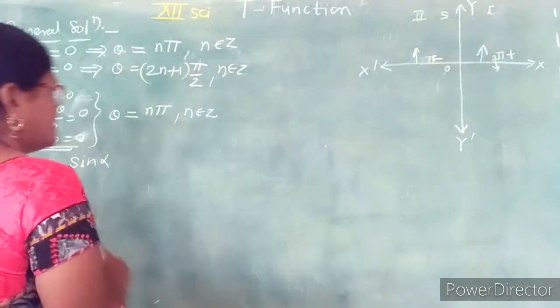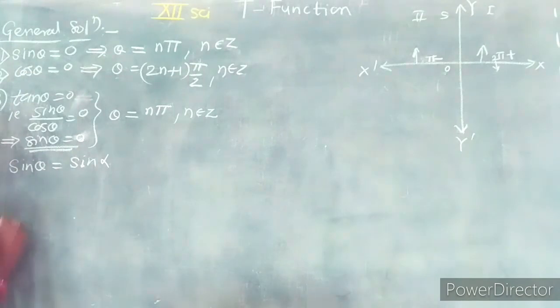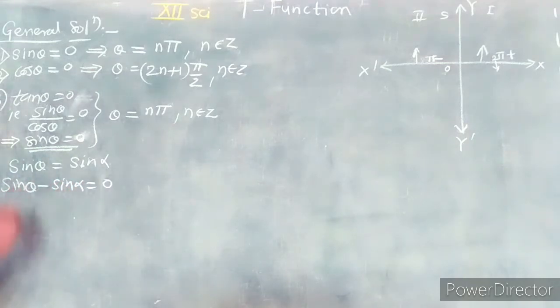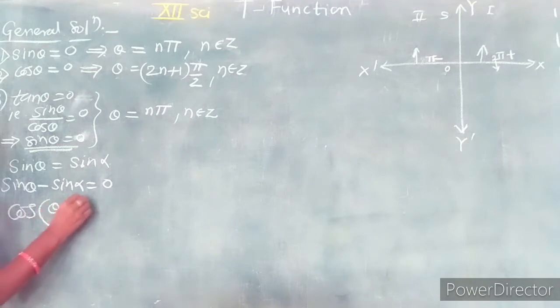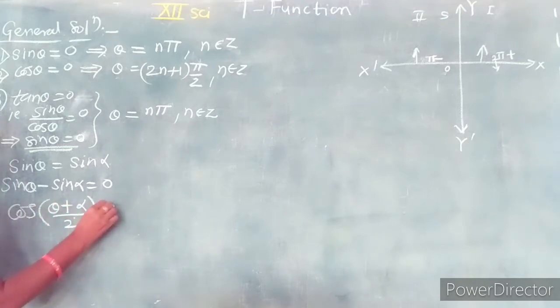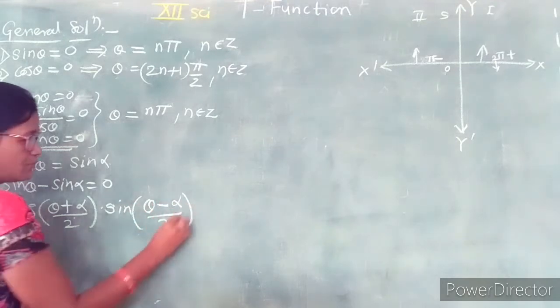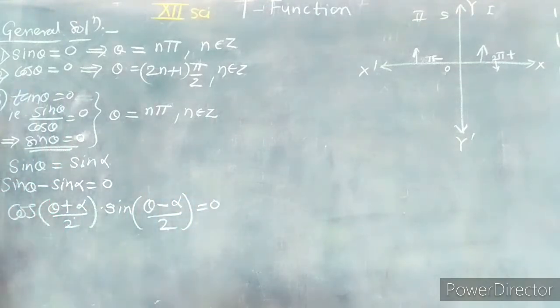So for this case, how do you define this solution? Remember that sin theta equal to sin alpha gives the equation sin theta minus sin alpha is equal to 0. So use the factorization formula: sin C minus sin D is 2 times cos of (C plus D) upon 2 into sin of (C minus D) upon 2. So here it is 2 cos (theta plus alpha) upon 2 into sin (theta minus alpha) upon 2 is equal to 0.